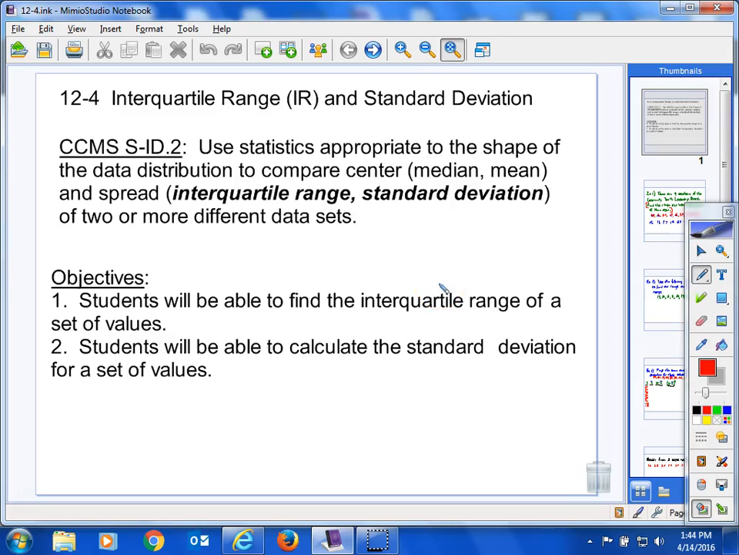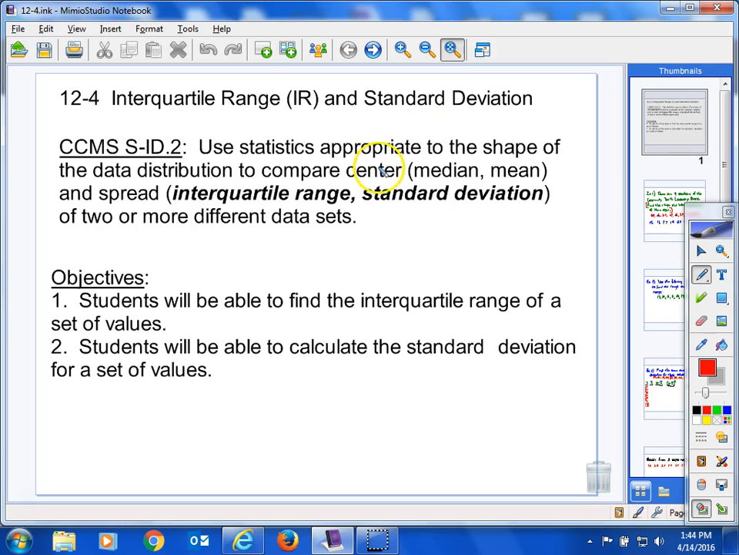Today's lesson, section 12.4, we're going to cover a couple of topics. We're going to teach you what it means to find the interquartile range. You probably are familiar with the range of a set of data. You probably got that a couple, 3 years ago. But what does it mean to determine the interquartile range? And then this other statistical measure known as standard deviation.